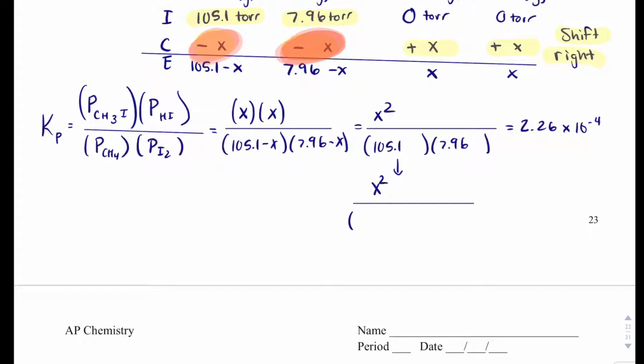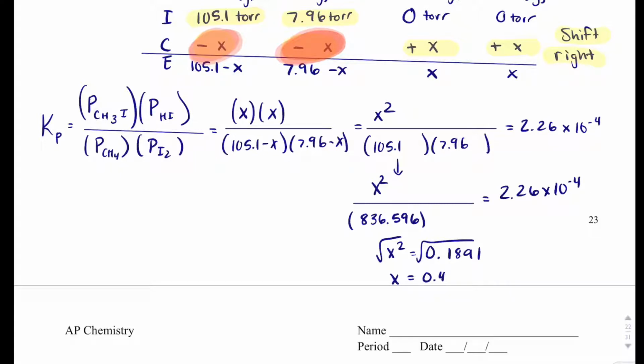And so what this simplifies to is x squared divided by, if I multiply 105.1 times 7.96, I get 836.596, equals 2.26 times 10 to the minus 4. I'm going to multiply over 836, and I'm going to end up with x squared is equal to 0.1891. Take the square root. x is equal to 0.435. I'm now going to take that value, and I need you to pause this video and plug it in for your x.